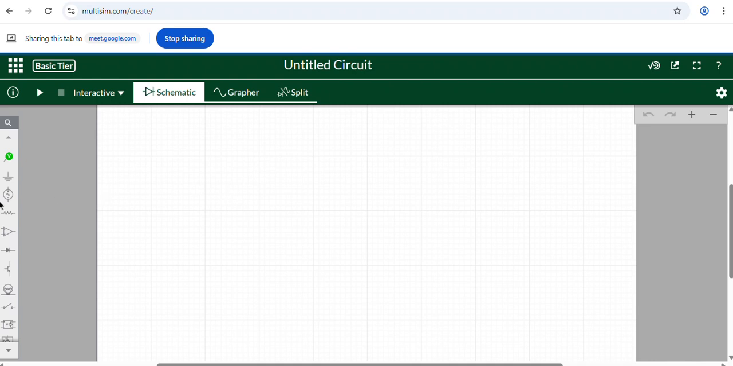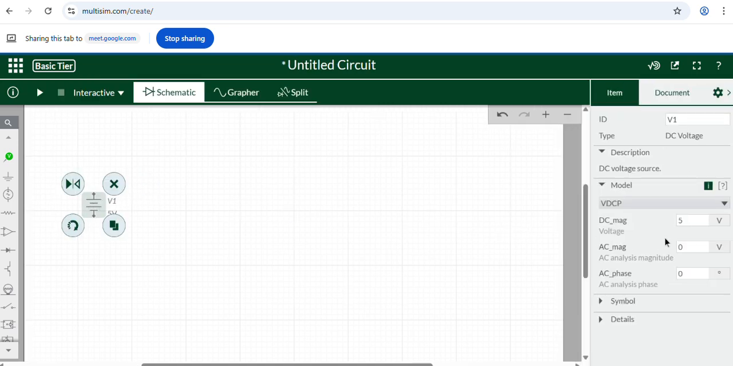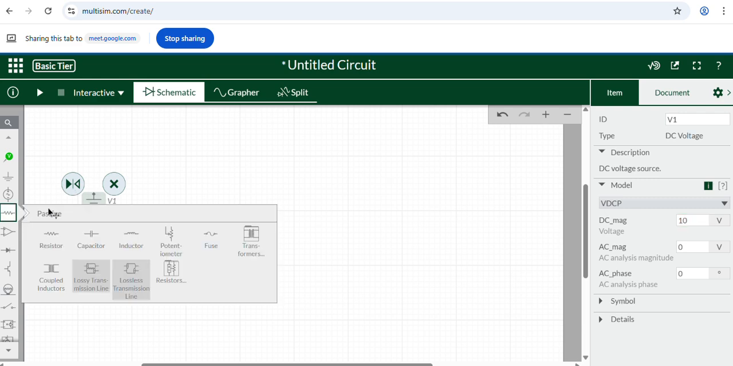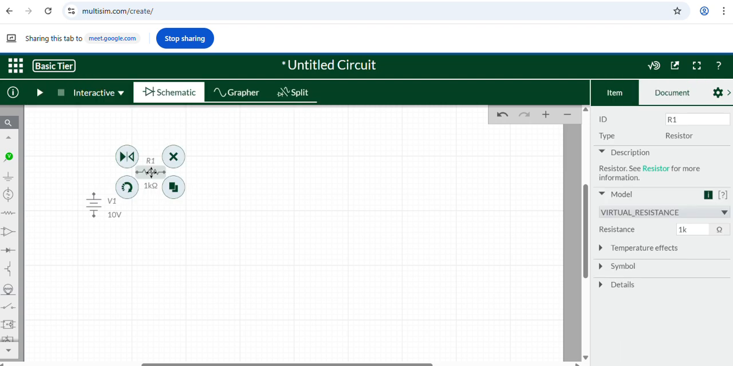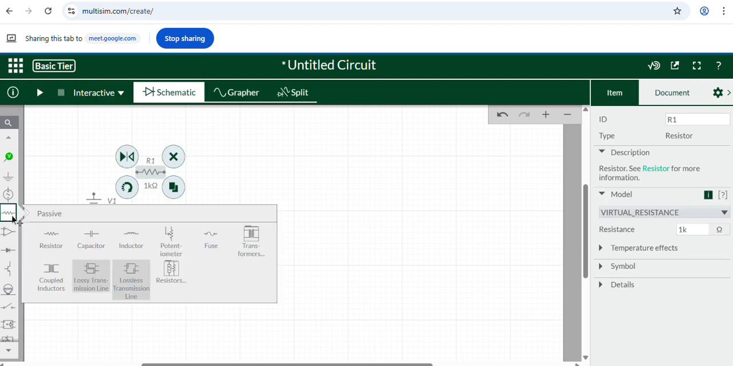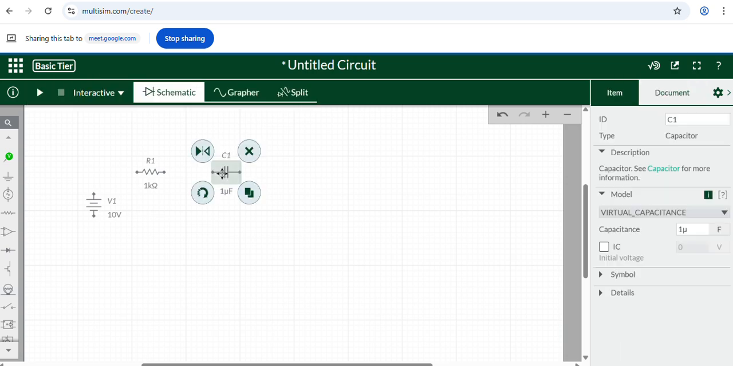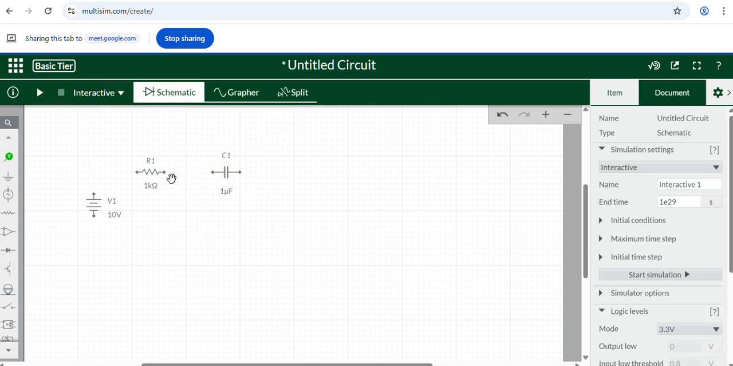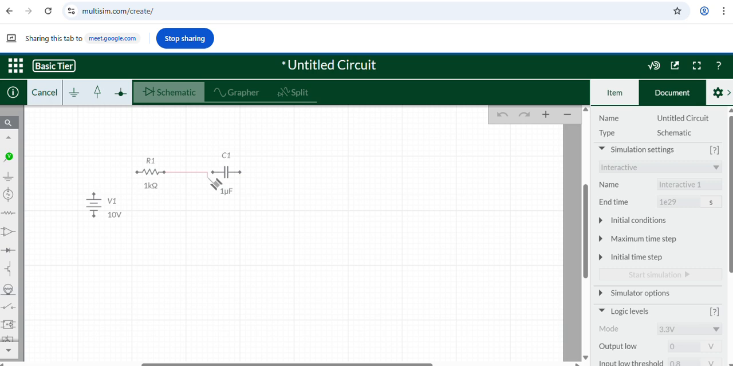Initially we have to take a DC source. So DC voltage, let's say keeping its voltage as 10 for simplicity, one resistor and one capacitor. So these are the same values as we have already tried in the offline Multisim. And now let's build the circuit.